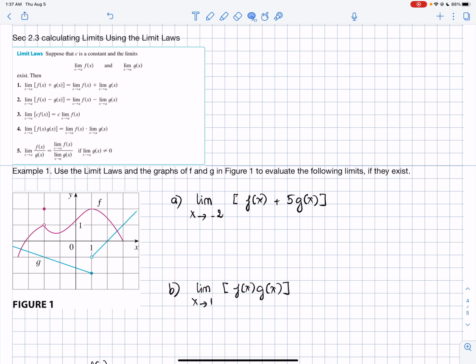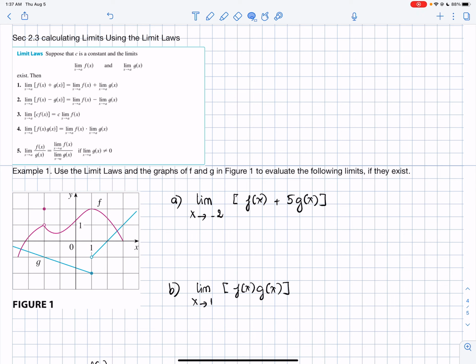For the limit laws, we suppose that c is a constant and the limit of f of x when x approaches a and the limit of g of x when x approaches a exist, then we have 5 laws. We will apply the following 5 laws in example number 1.